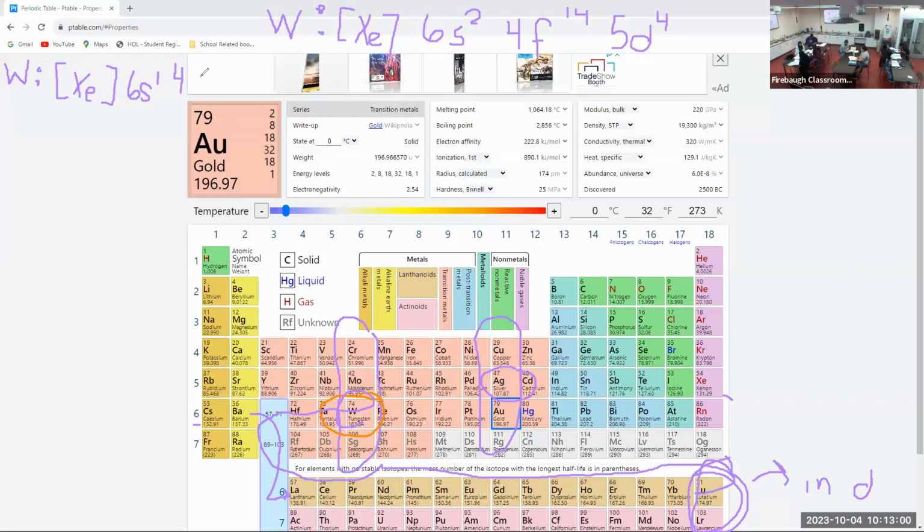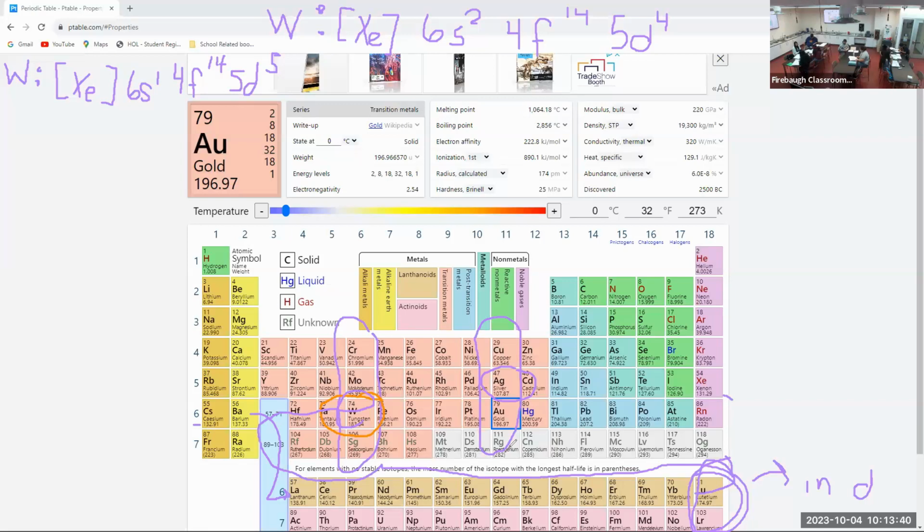For F14. And then 5D5. Okay. And it does that for all the ones that are in this row and all the ones that are in that row. So it always steals from the S in that case.